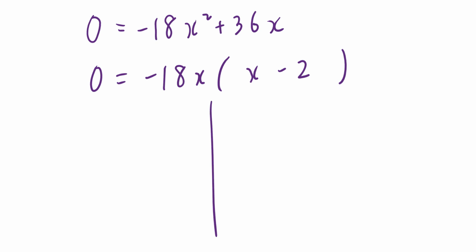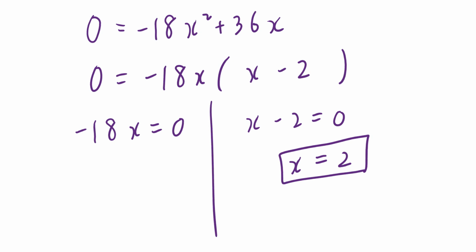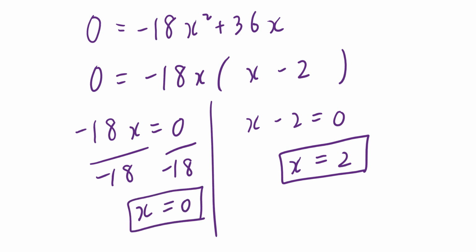This means if I draw a line in the middle, I divide this into two different cases. In the first case, negative 18x equals 0. And in the second case, x minus 2 equals 0. If I start with the second case first, x equals 2. Go back to the first case. The opposite of multiplying by negative 18 is to divide by negative 18. x equals 0.